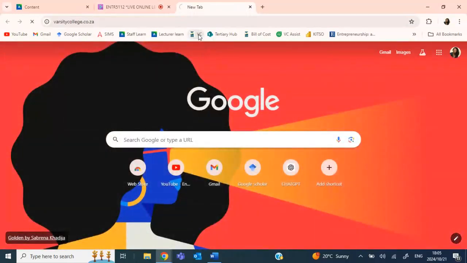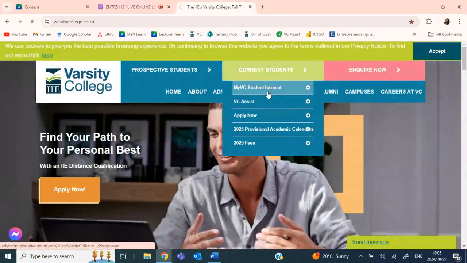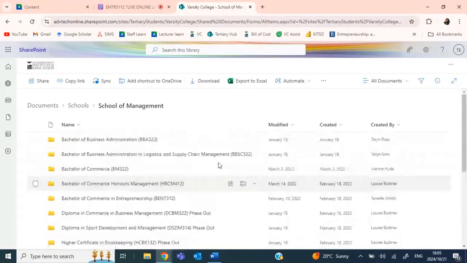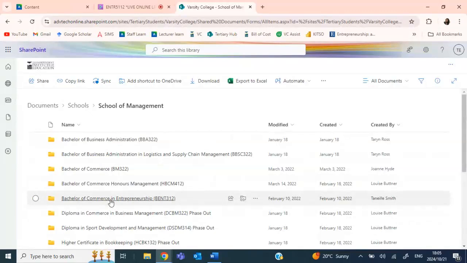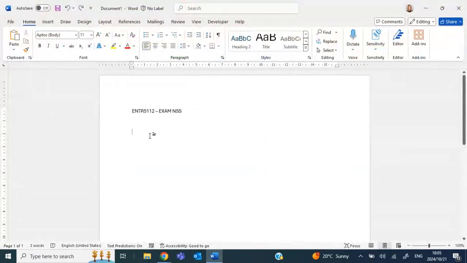First things first, as we always do, we're going to go and access the program assessment schedule. For that, you go to the student intranet, scroll all the way down to the faculty, and it's the School of Management Sciences, and under there, you will need to find your qualification. If you know anything about the exams, first of all, let me write this note down: the exam dates or summative are in the program assessment schedule.